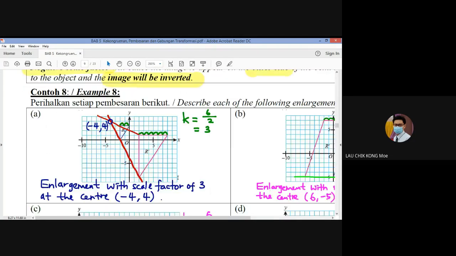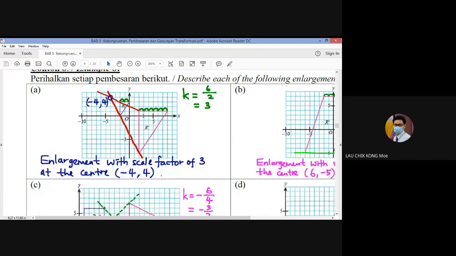Okay, we look at A. We describe. What do you mean by describe? Describe means we need to write out the description. We write down the sentence of the enlargement. Okay, you are given the object. This is a triangle, triangle R and triangle R prime. R prime means the image. So the smaller one is the object, the bigger one is the image. Now maybe first of all we can find the scale factor first.